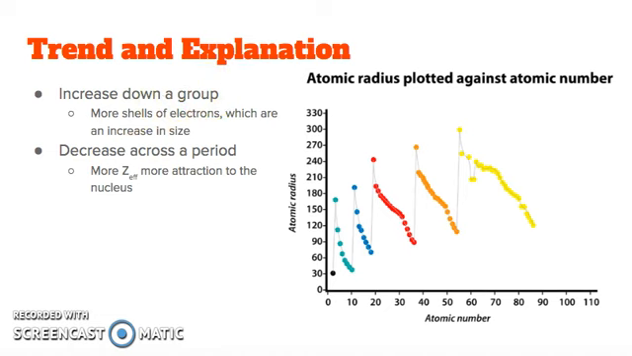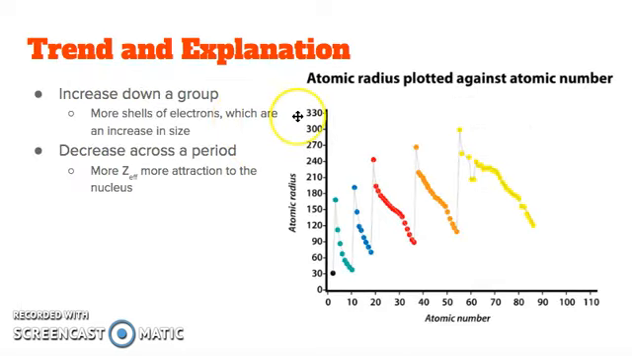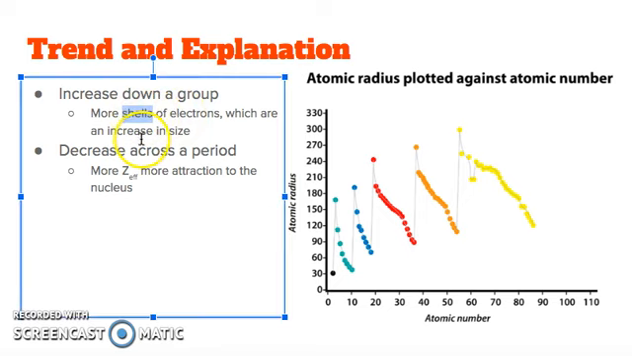And this happens because, as I explained right here, there are more shells as you go down a group. So helium only has one shell, while chlorine, for example, has 2 inner shells. And then potassium has 1, 2, 3 inner shells. So as you go down a group, the number of shells will increase, and consequently, the atomic radius will also increase. Apart from that, they will decrease across a period.